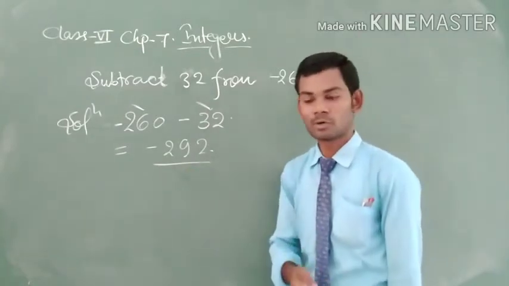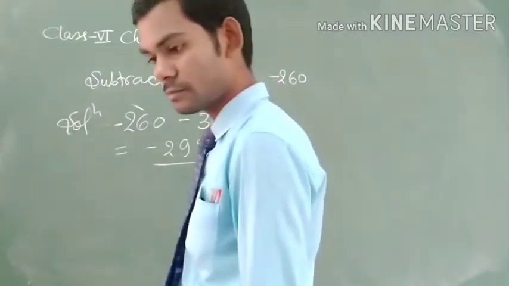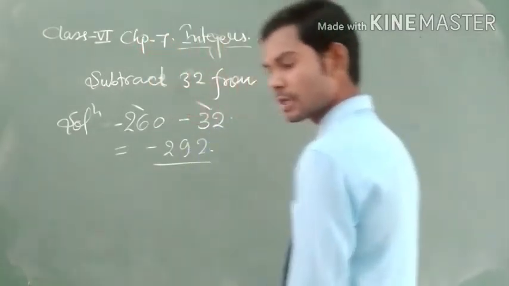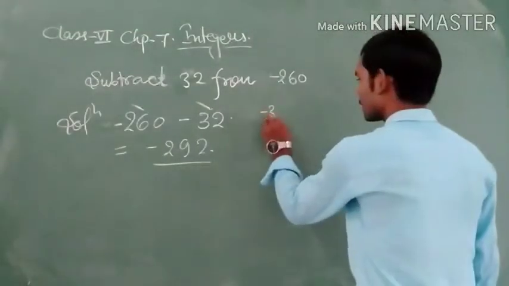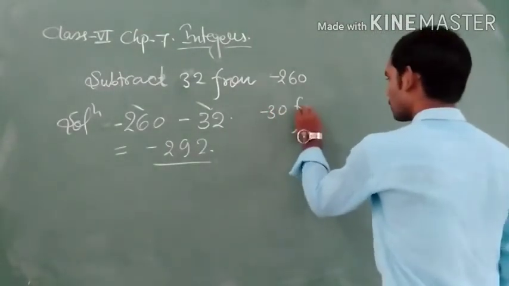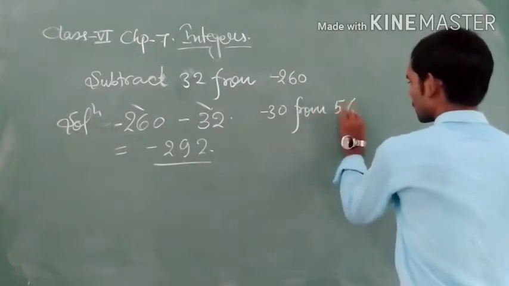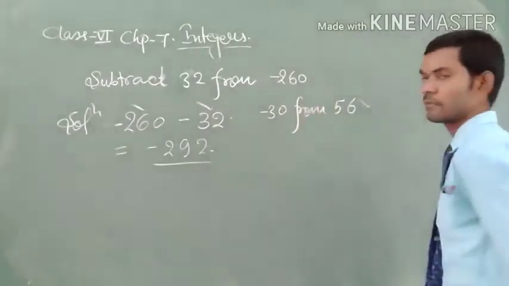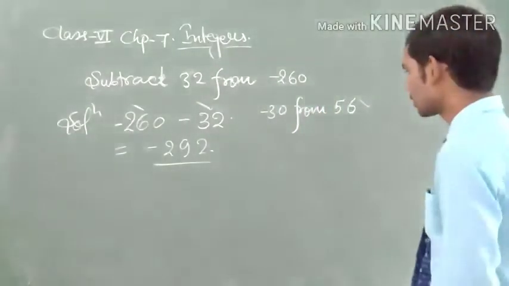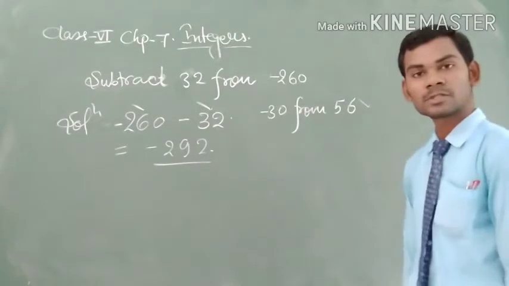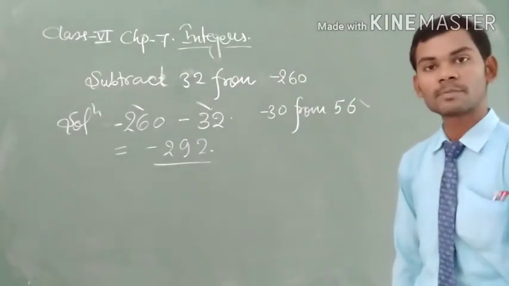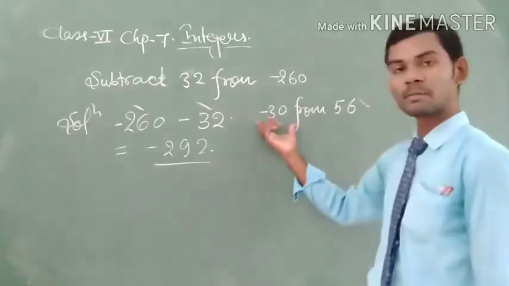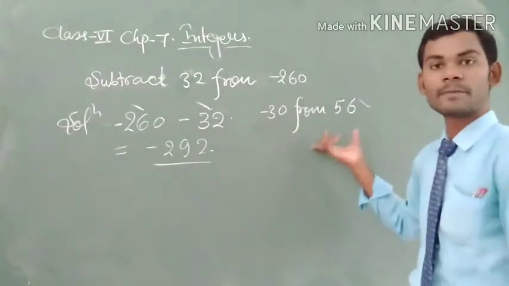Now let's see one more question. The second question is: subtract minus 30 from 56. This is the question. This question is slightly different from the first question. So here, in order to solve the question, first of all we have to see what the question says and what is the meaning of the sentence. So here we can see that the question says: subtract minus 30 from 56.